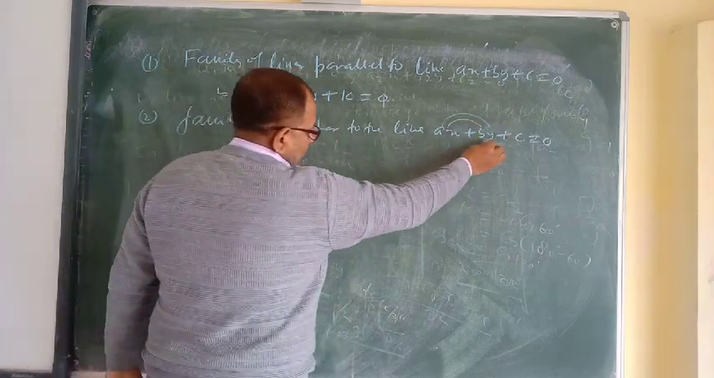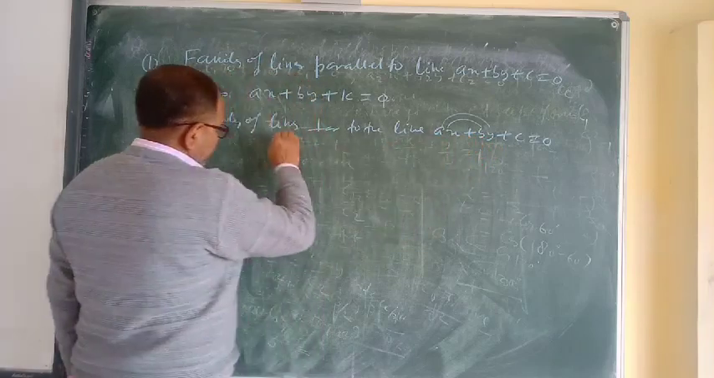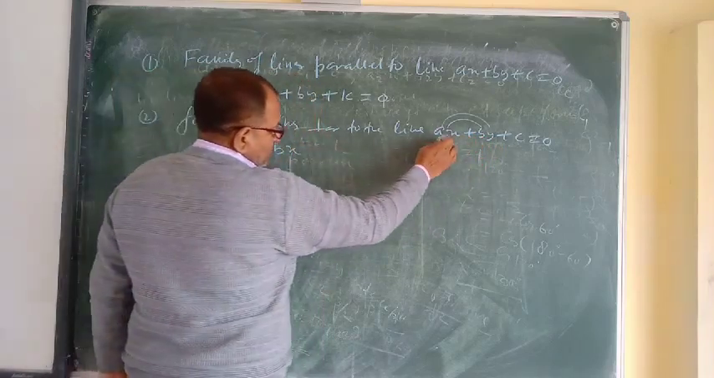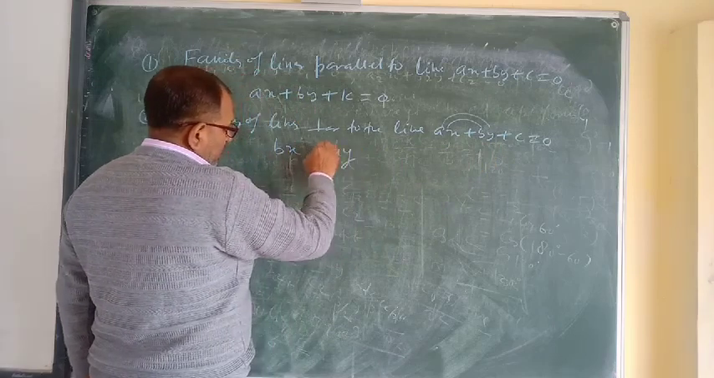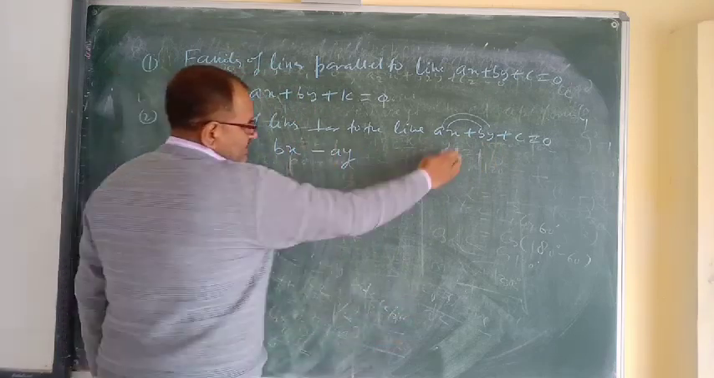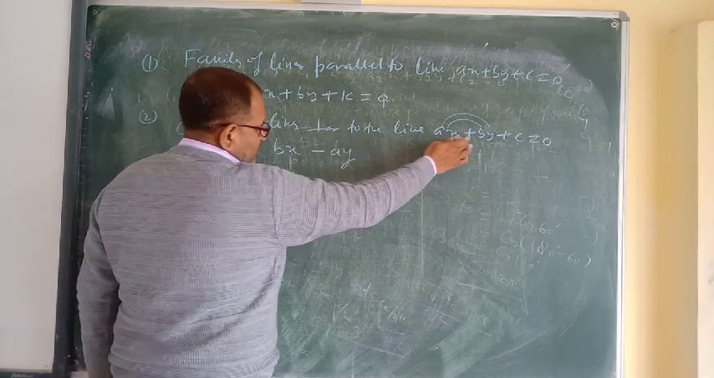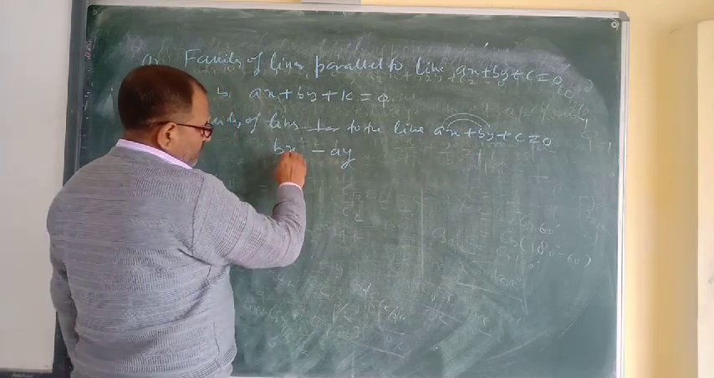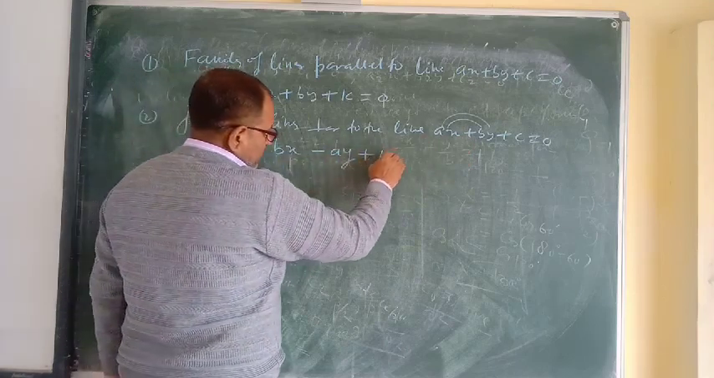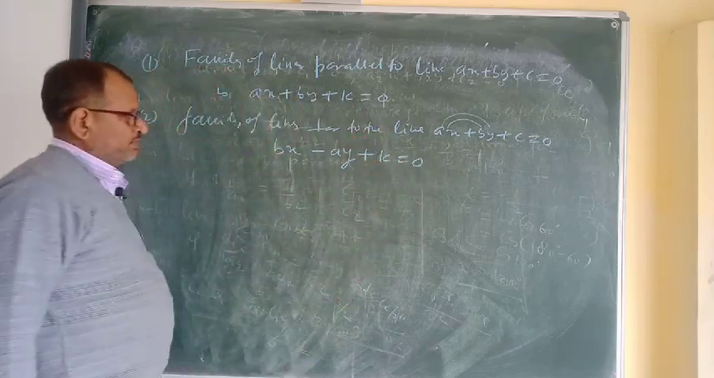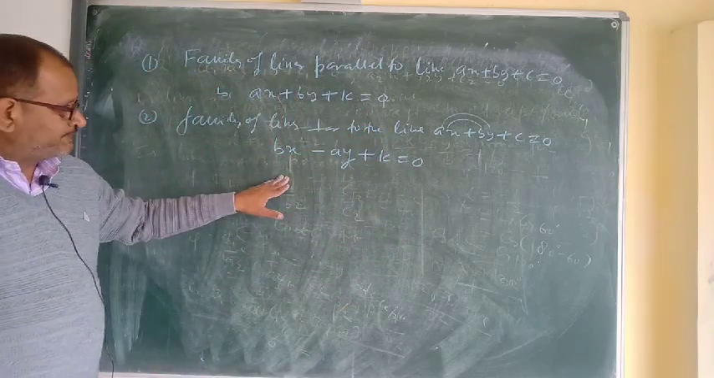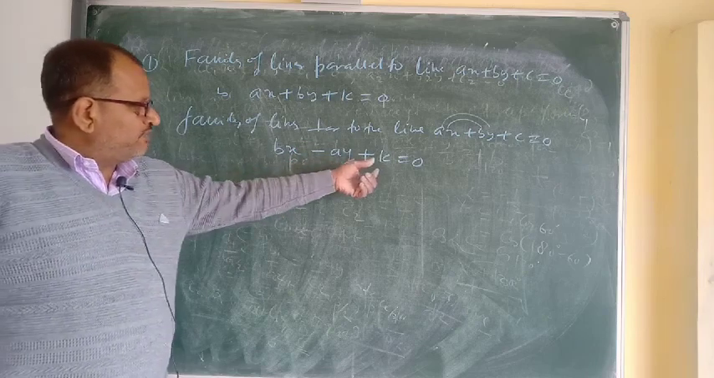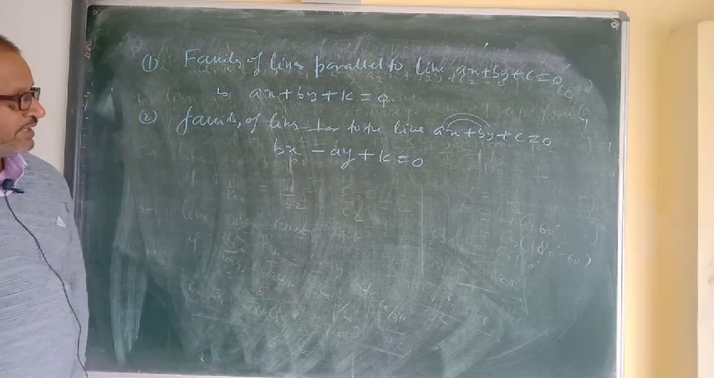So the coefficient of y is b, take it with x, bx. The coefficient of x is a, we will take it with y and change the sign of y. So here plus sign, we will change to minus. If minus sign is there, we can write plus. So bx minus ay plus k is equal to 0. This is the family of lines perpendicular to the given line. And to find the value of k, some conditions will be given.